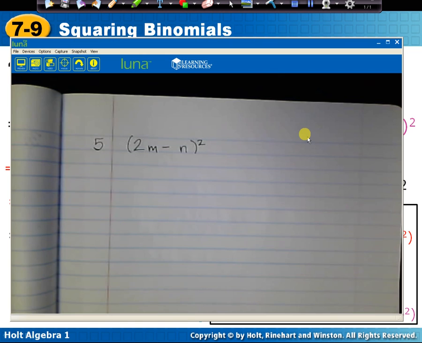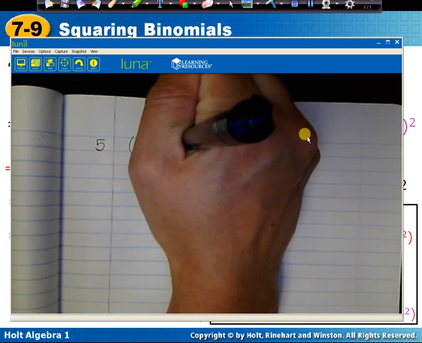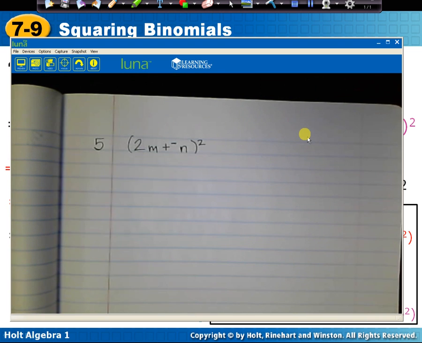All right, go ahead and write down number 5. It's open parentheses 2m minus n, close parentheses squared. The very first thing I want you to do here is change this to plus a negative n. Plus a negative n.